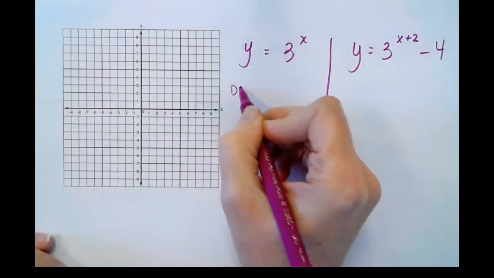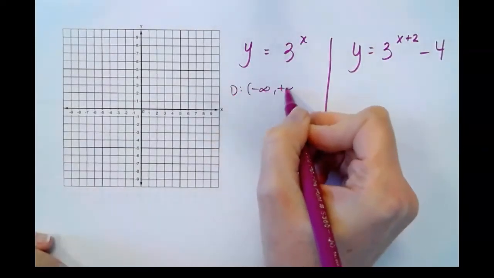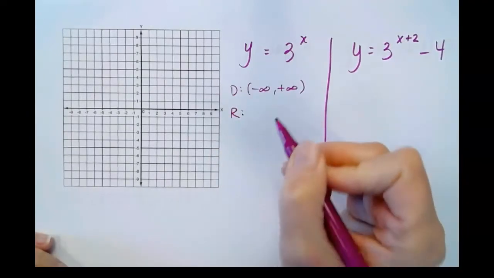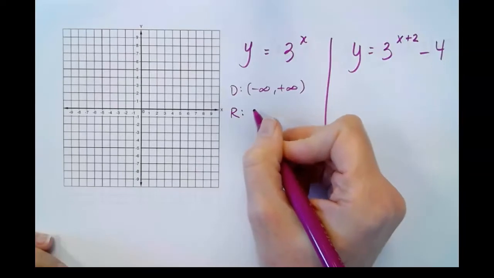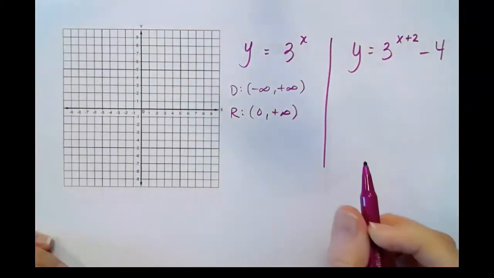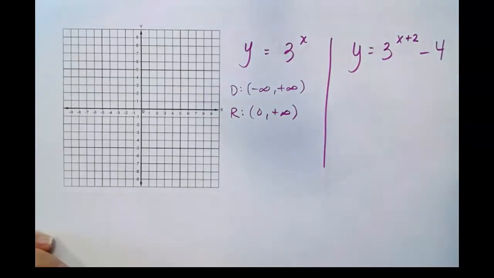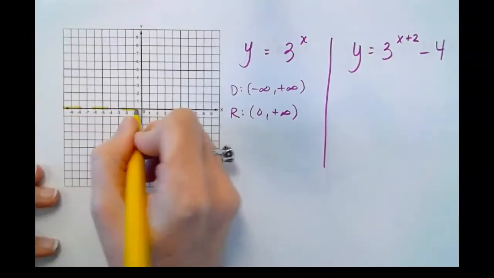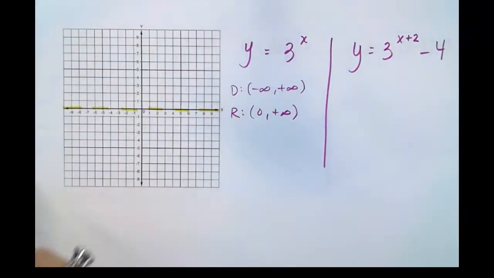An exponential function has a domain of all real numbers, but the range will be limited to powers of 3, which are all strictly greater than 0. So 0 to infinity is our range. Remember, for these, we will have a horizontal asymptote. And that horizontal asymptote for the parent function is going to be at y equals 0.